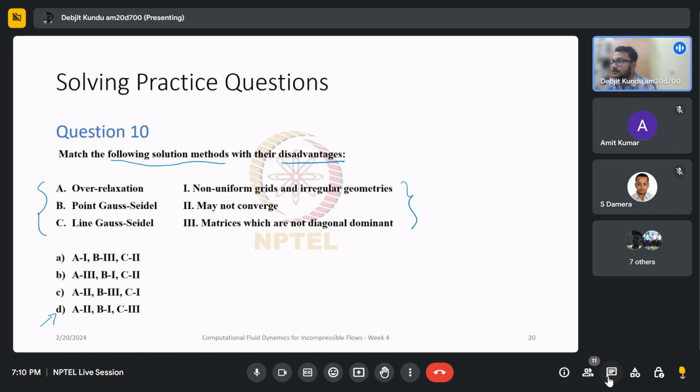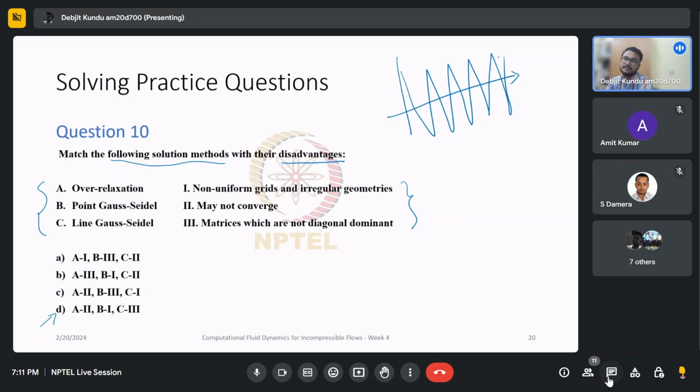Over relaxation, what is the disadvantage of that? For solution method A, over relaxation, which one is its disadvantage, 1, 2, or 3? We said that in case of over relaxation, it may set up fluctuations like this about the converged solution. In that case, it may not converge, right? So A corresponds to 2.